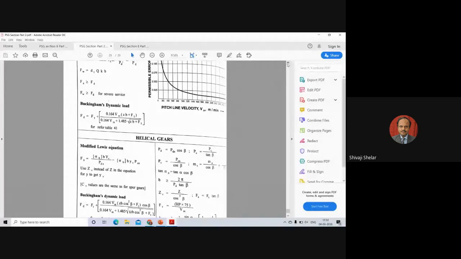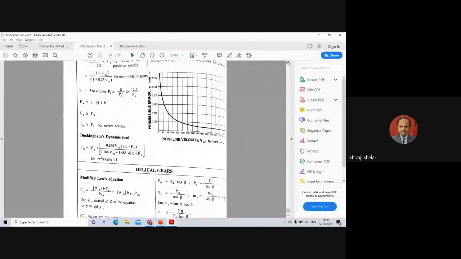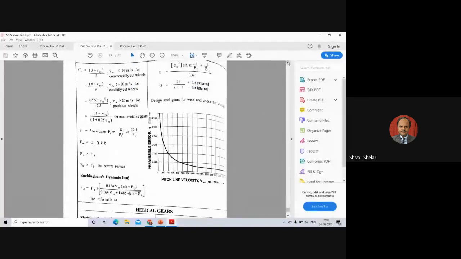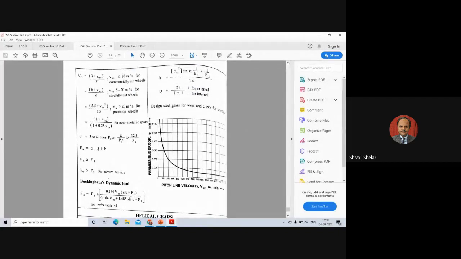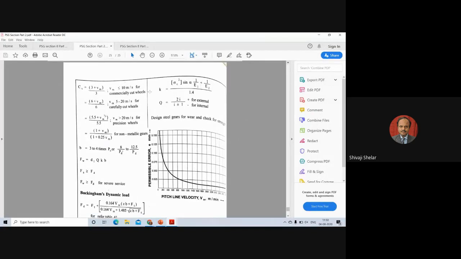So the CV value is available on page number 8.51. You can check this value here. We have velocity of around 10 meter per second, just 10.38, so it is very close to 10 meter per second. And commercially cut gears are there. So CV is equal to (3 plus Vm) upon 3, where Vm is the mean velocity. So we have CV and the FD value there.